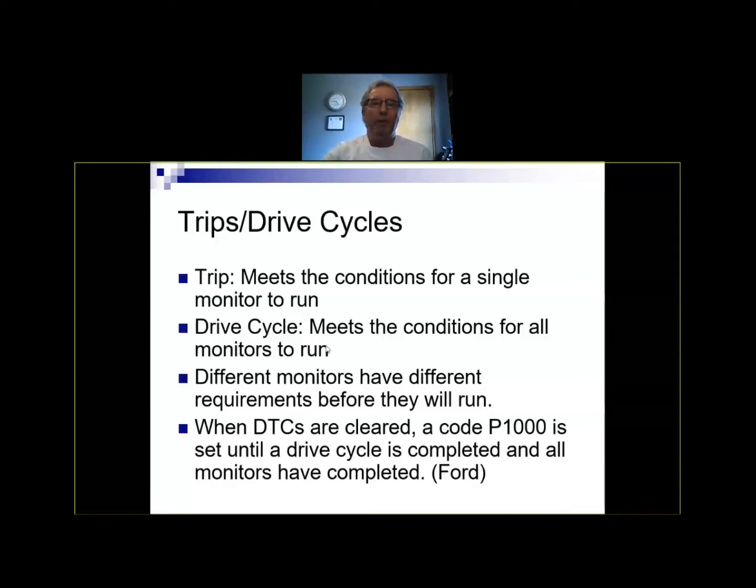If you have a Ford and you clear the diagnostic trouble codes, there's a special code in Fords called a P1000 that'll set. It doesn't indicate any kind of a problem. It just means the monitors have not all completed. Once you hit the entry conditions for every single one of those monitors and they all run and complete, the P1000 goes away. Now, if one of those monitors fails, you might get a different code, but you won't have the P1000 anymore.